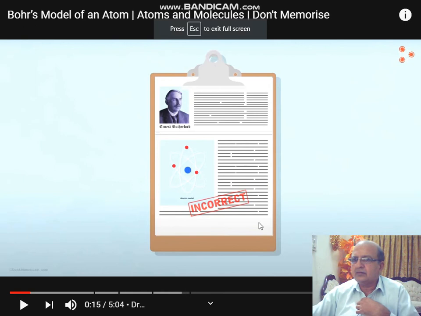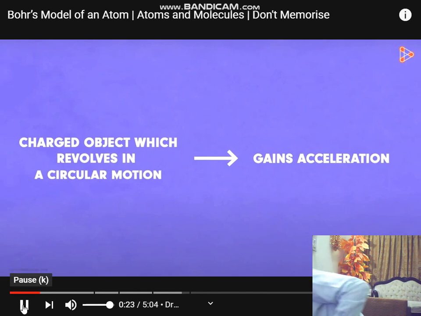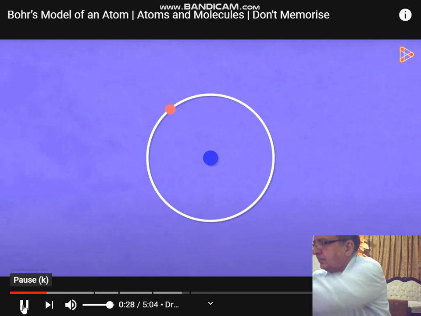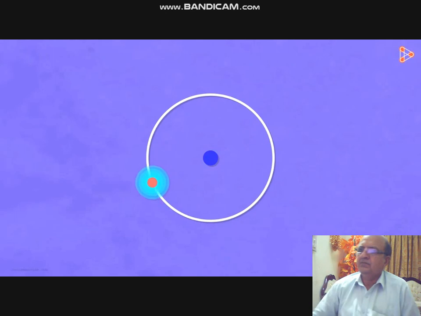So, we know that any charged object which revolves in a circular motion gains acceleration gradually. Similarly, if the electron is moving fast in a circular path, then it will also gain acceleration. And on gaining acceleration, it's bound to liberate energy in some form. Now, if it continuously keeps radiating energy, then ultimately all the energy of the electron will get over and it will fall into the nucleus.